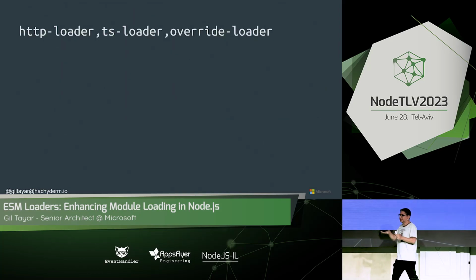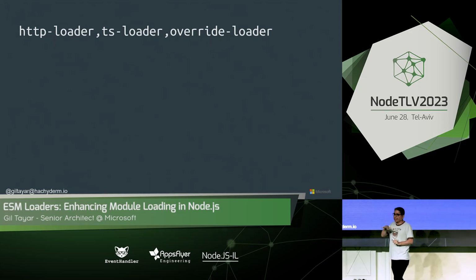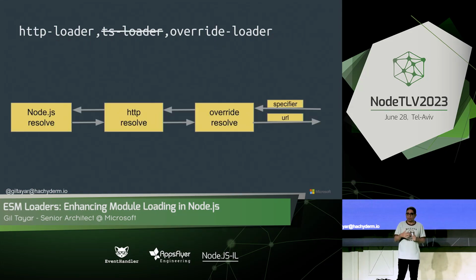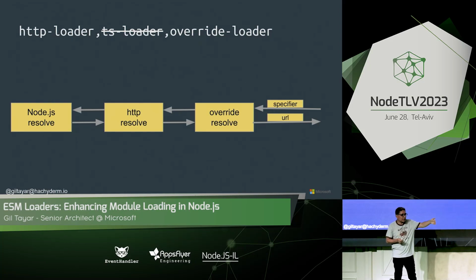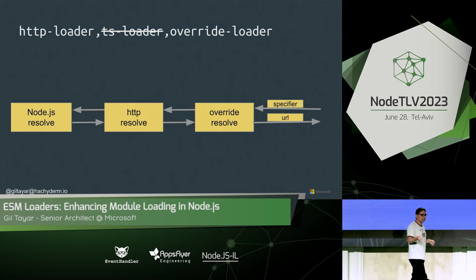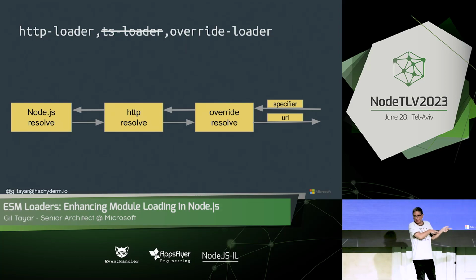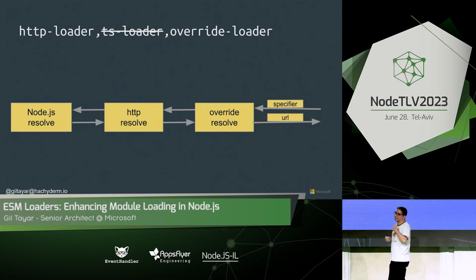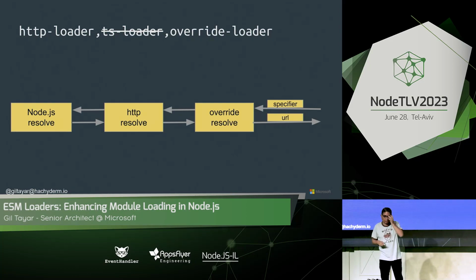Because we have two phases, the resolution phase and the loading phase, and each one has its own chaining. So let's see how this works. It's a bit hairy. First of all, the resolution phase gets a specifier, whatever is inside the quotes, and spits out a URL, right? And this is how the chaining works. It goes to the override resolver, HTTP resolver, then the Node.js default resolver. Notice that it's the opposite way. If I specify HTTP loader, TS loader, override loader, it goes the other way. Why do I scratch out the TS loader? Because it doesn't have a resolution phase, so we don't care about it here.